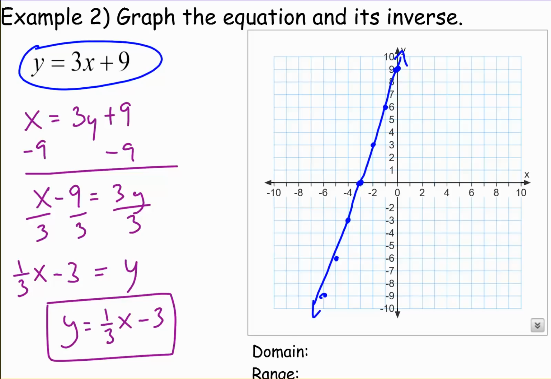So my y-intercept is negative 3. What's my slope? Up 1, right 3. Down 1, left 3. Draw our line. Let's undo that.